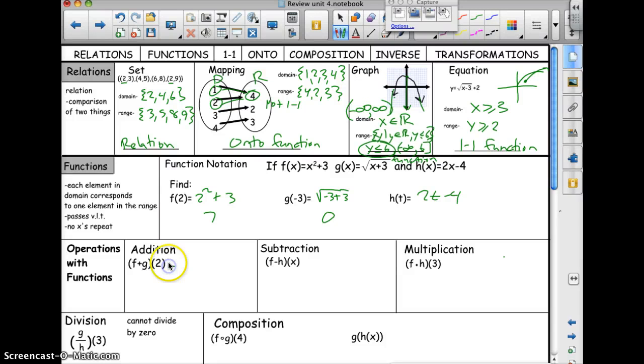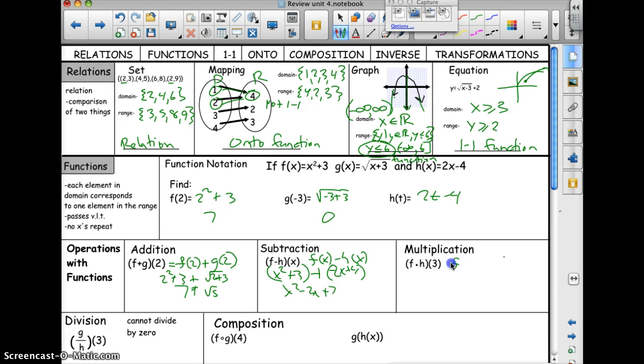Okay, operations. If I'm doing f plus g of 2, well, then I have to do f of 2 plus g of 2. Okay, which is 2 squared plus 3 plus the square root of 2 plus 3, which is the square root of 5. So that's 7 plus the square root of 5. There we go. Okay, subtraction is going to be f of x minus h of x. Okay, and f of x is going to be x squared plus 3. It might be useful to use parentheses here because, look, I'm going to have to distribute this negative. 2x minus 4 is going to give me, keep, change. I'm going to get x squared minus 2x plus 7.